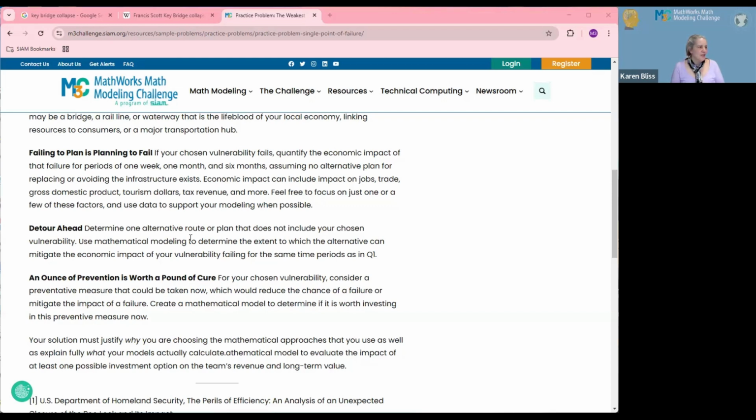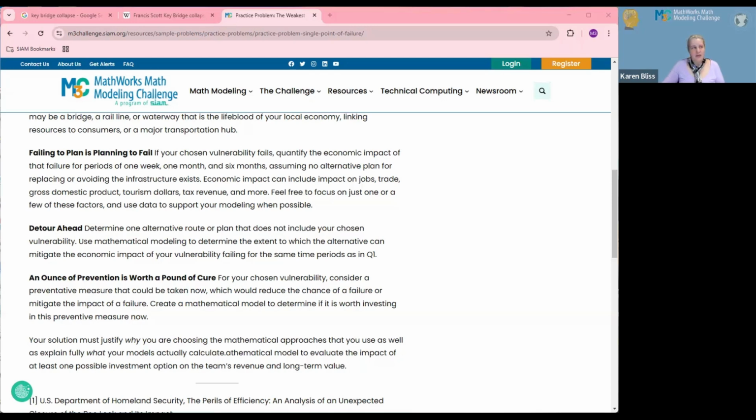Determine one alternative route or plan that does not include your chosen vulnerability. Use mathematical modeling to determine the extent to which an alternative can mitigate the economic impact of your vulnerability failing for the same periods of time as in question one. Okay.